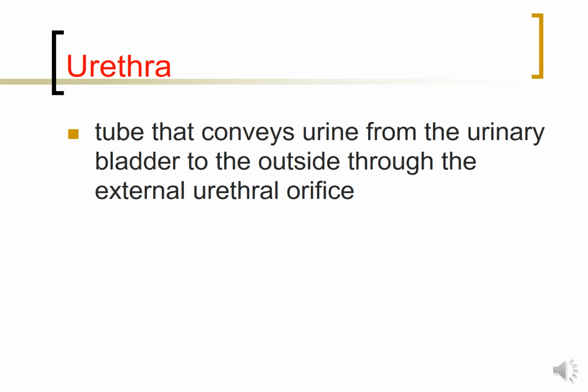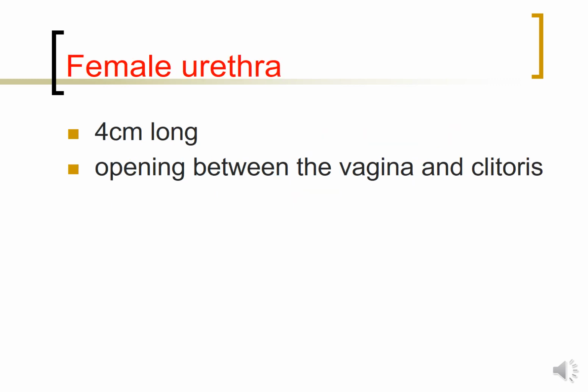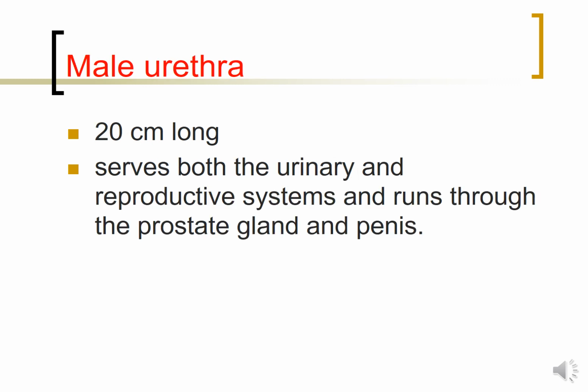The urethra is the tube that conveys urine from the urinary bladder to the outside, where it exits through the external urethral orifice. Orifice just means opening. The female urethra is about 4 centimeters long, and it's located between the vagina and clitoris. The male urethra is about 20 centimeters long, and it serves both the urinary and reproductive system. It runs through the prostate gland and the penis.